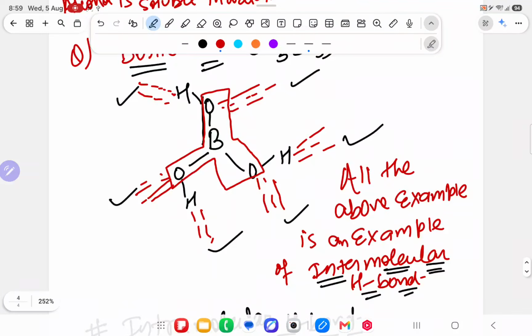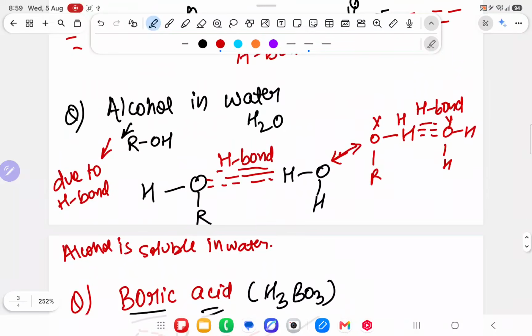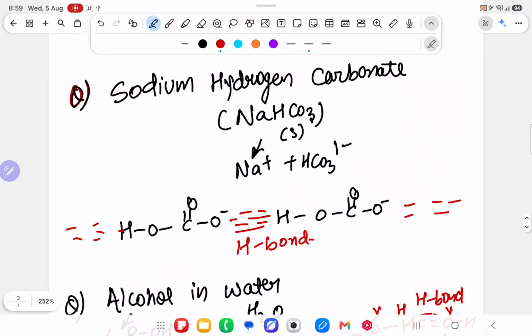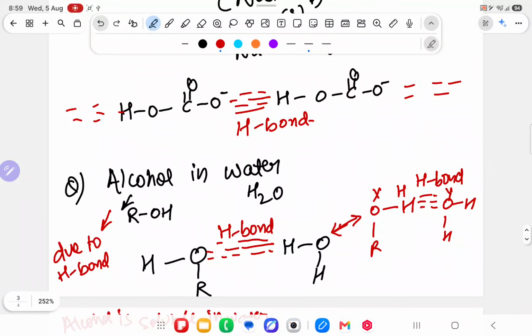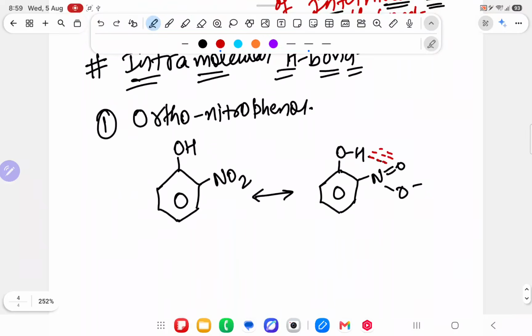What you have done before? Boric acid, another boric acid, alcohol and water. Over here, sodium hydrogen carbonate, two sodium hydrogen carbonate you have taken. Over here, two ethanoic acid you have taken. But in this part you have only taken one compound, orthonitrophenol, and it is forming a hydrogen bond, and this type of hydrogen bond is known as intramolecular hydrogen bond. When the same compound is forming the hydrogen bond, it is known as intramolecular hydrogen bond.